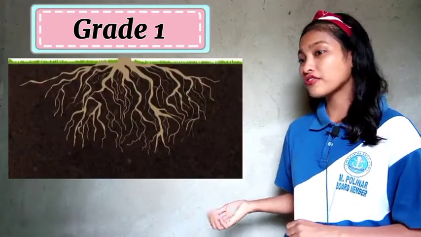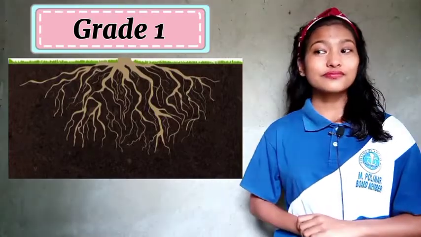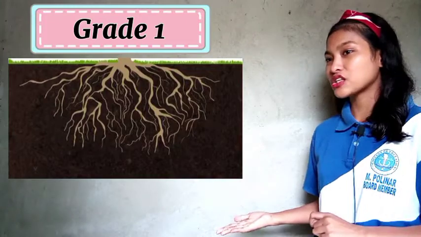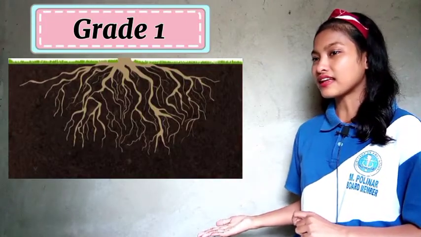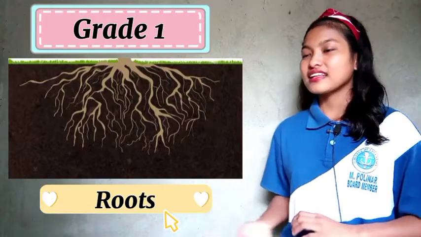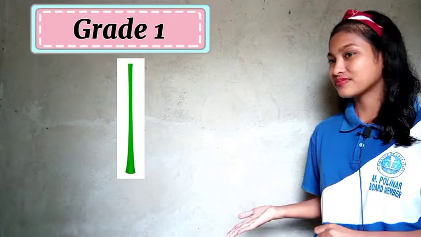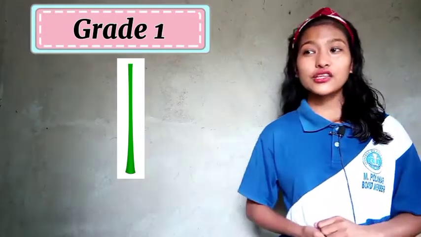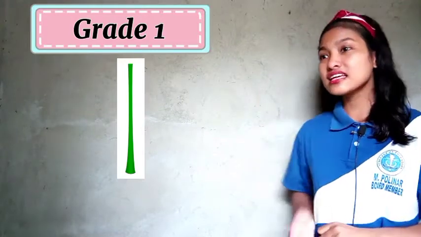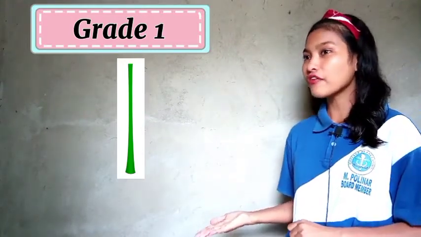What part of the plant is this? Can you tell me? Very good. This picture is a part of the plant that is called roots. This is roots. Next, what part of the plant is this? Can you give me the answer? Very good. This picture is stem. Stem is a part of the plant.